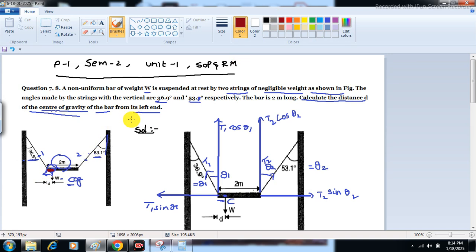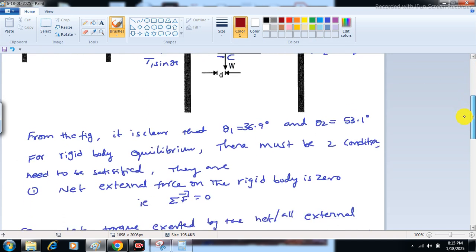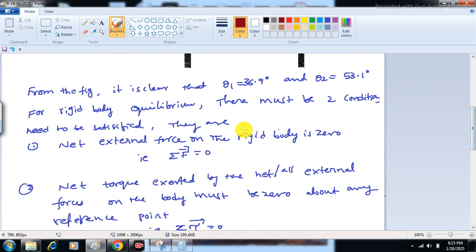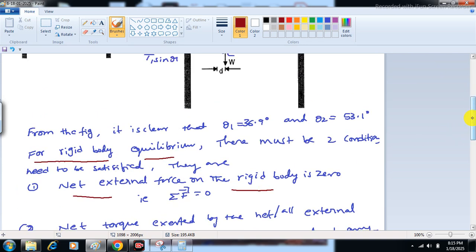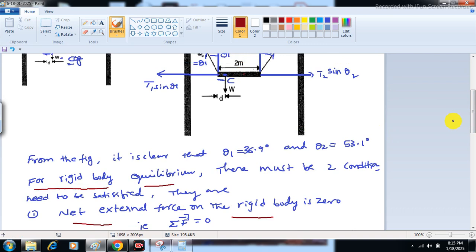Here we have to use a principle, that is equilibrium of rigid body. What is equilibrium of rigid body? There are two conditions to satisfy for rigid body equilibrium. One is that the net external force acting on the rigid body is zero. Here the rigid body is this rod. This rod is called the rigid body.